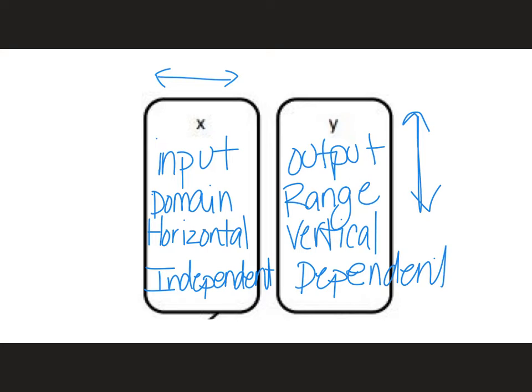Sorry, this box is awfully small for me. So independent would be the input, so you put it in, while the output would be the y, which means the y depends on what you input, or the y depends on the independent, or what stands alone. These are all just different vocabulary words to represent x and y.